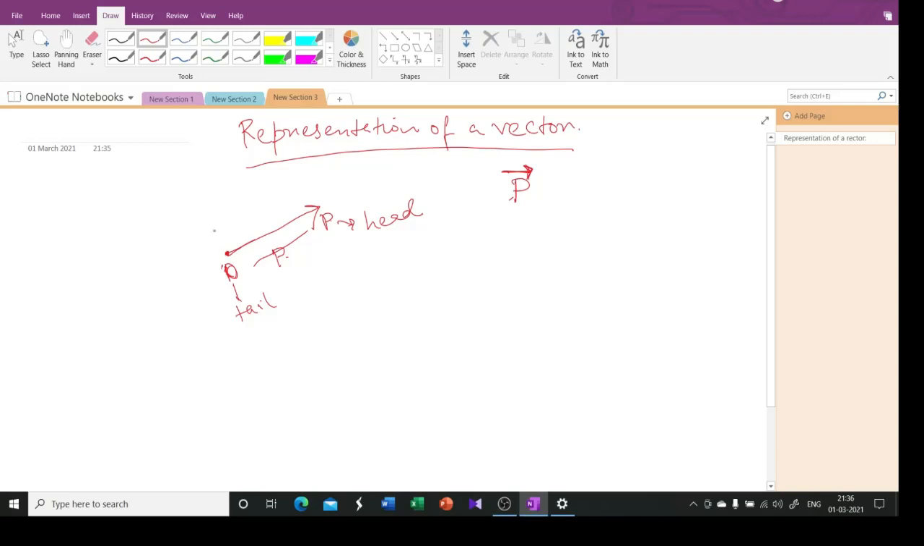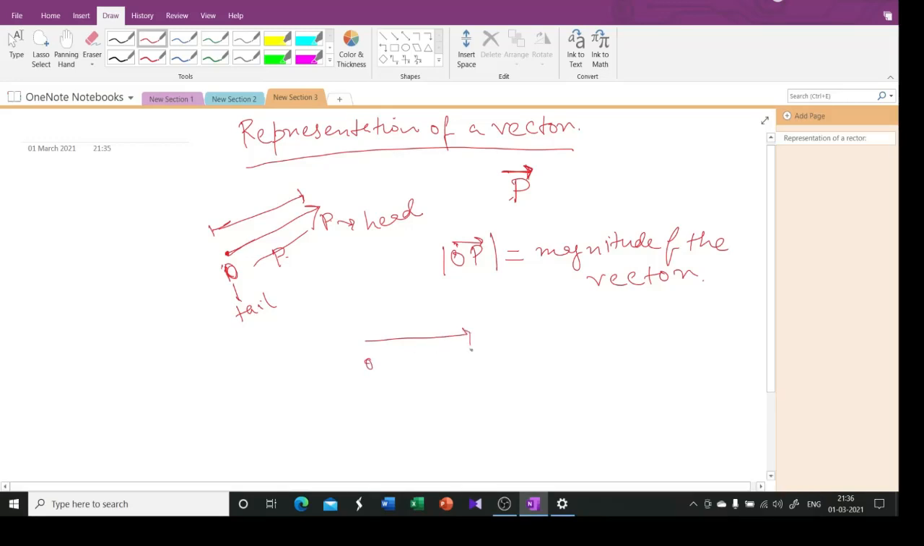Also, the length of the vector, we represent as mod of OP. Mod of OP represents the magnitude of a vector. Suppose OP represents a vector whose magnitude is say 5 Newton. Okay, let's not go into force or anything.